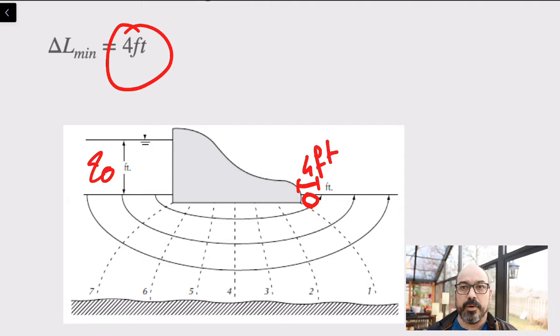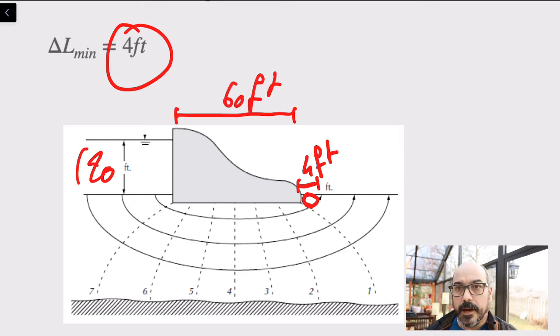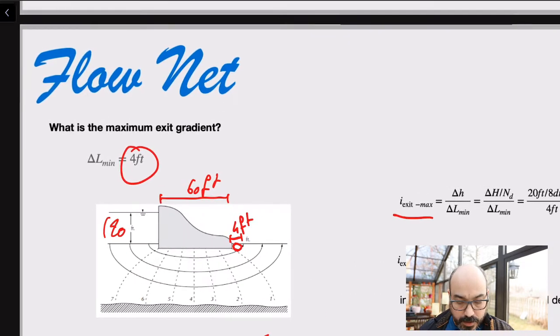Now again, remember, in a real-life situation where you have a flow net that you've drawn, you can literally use a ruler and you have a scale to this thing. I told you this would be 20 feet if it's at scale, and at the top of the lecture, I said this would be 60 feet. The point is there's a scale to that drawing, and you can just measure with a ruler what delta L min is. Here it's just given to you.